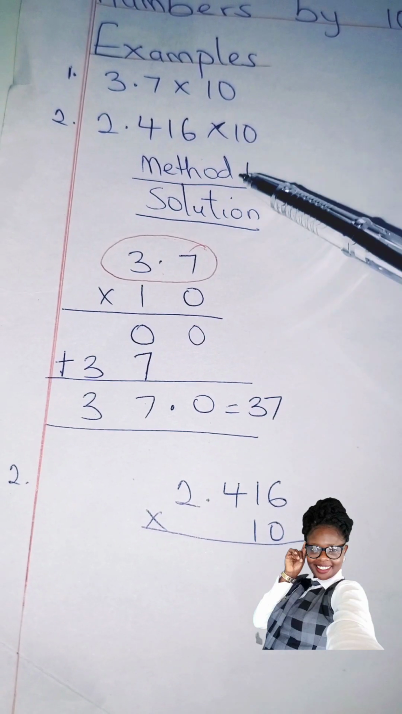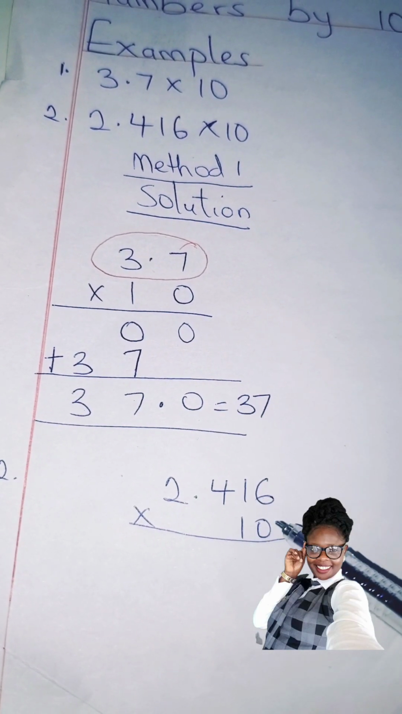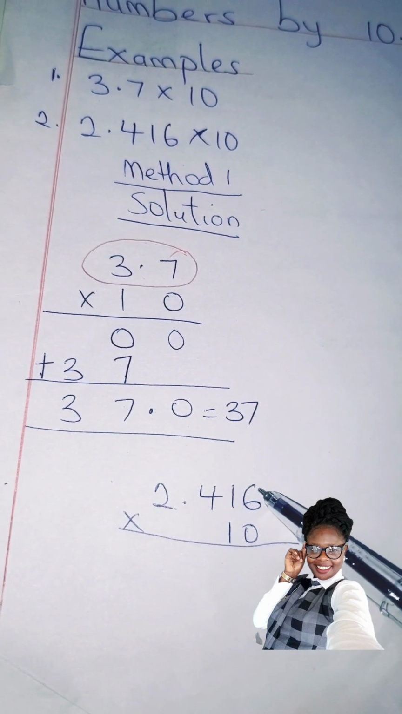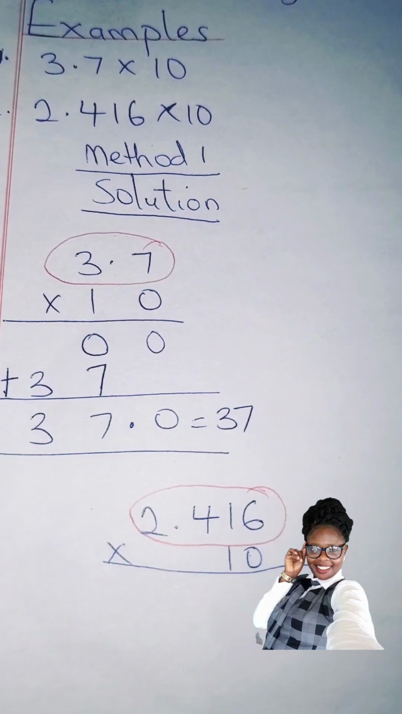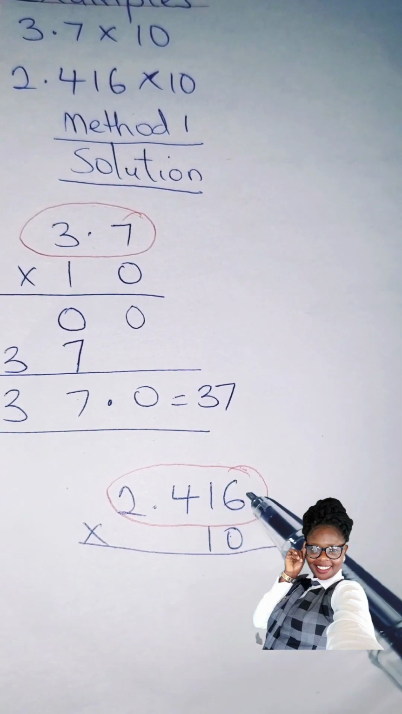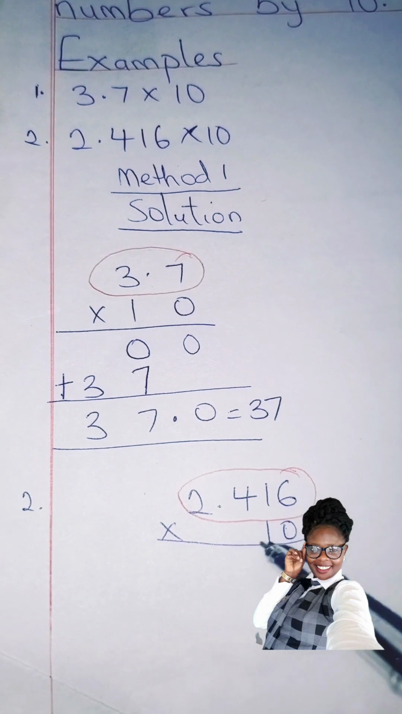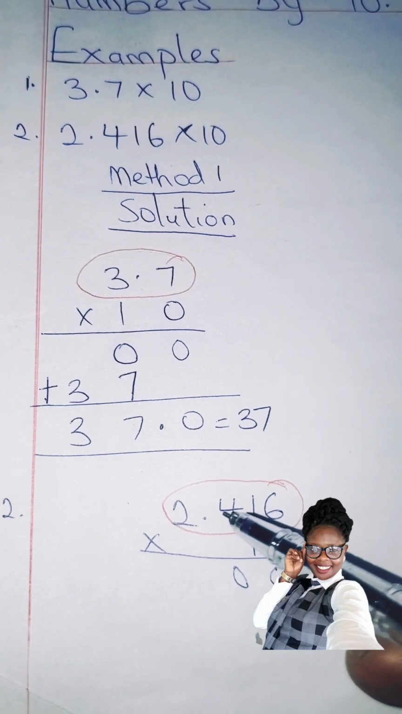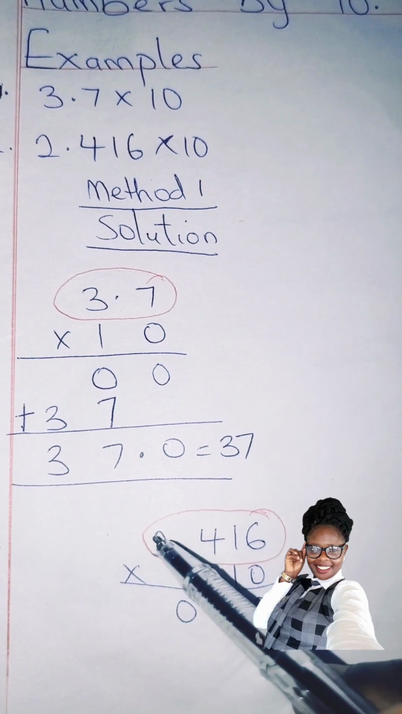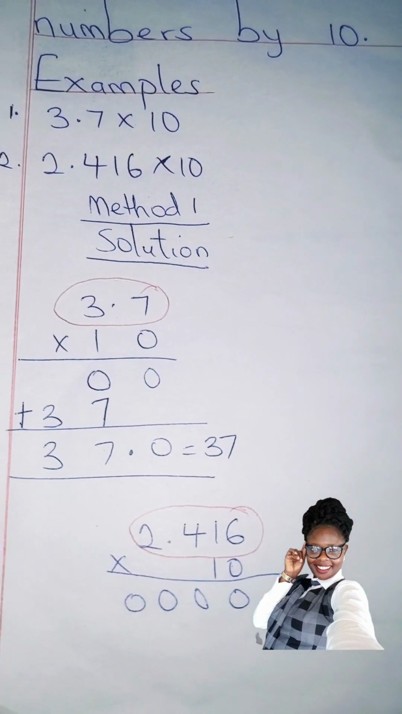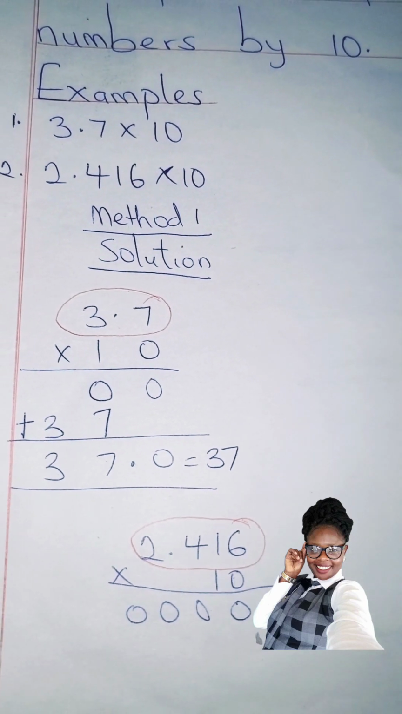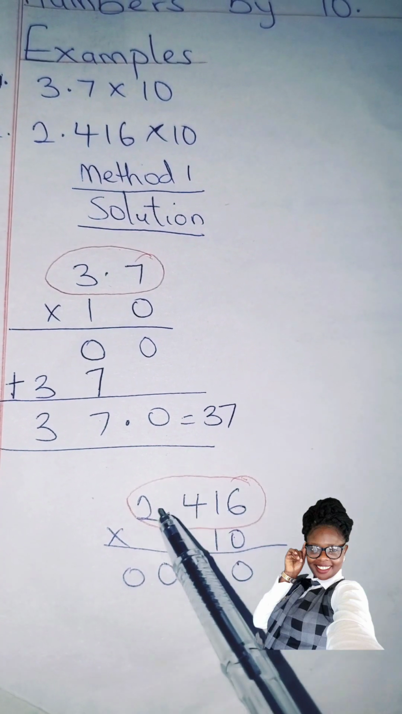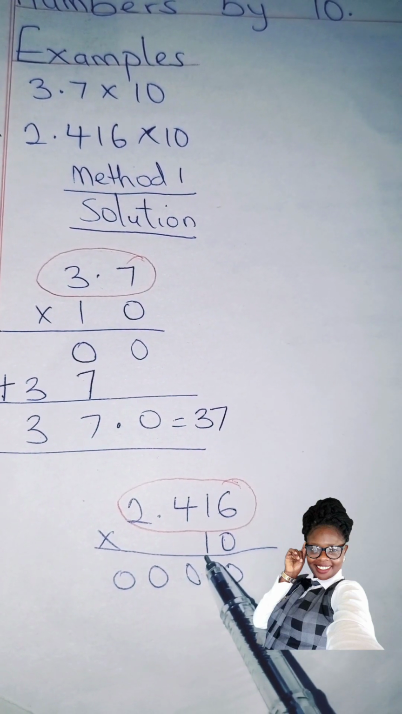And to the second question, using the first method, 2.416 times 10. Use this 0, this whole number, to multiply these digits, one after the other. So let's begin. 0 times 6, 0. 0 times 1, 0. 0 times 4, 0. 0 times 2, 0. Meaning any number multiplied by 0 equals 0. I'm done with multiplying this last digit, which is 0, with this number, one after the other. I'll go ahead to multiply with 1.